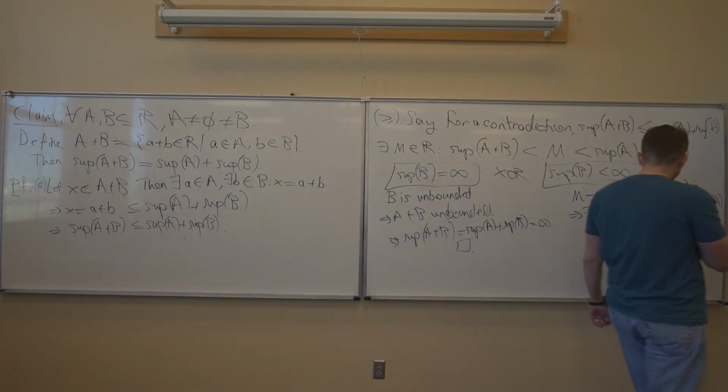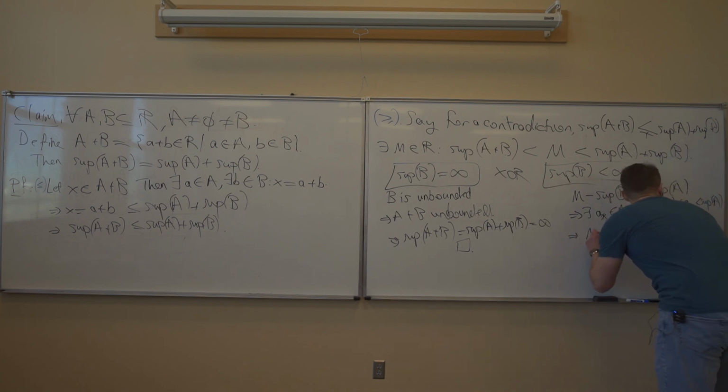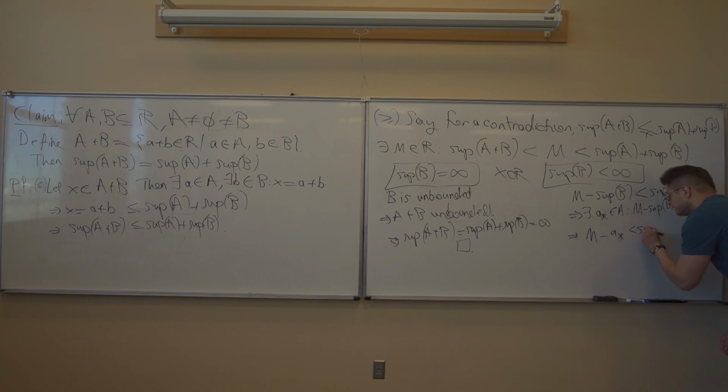Yeah, what I can do is the following. I can send this sup of b to this side, and a star to this side actually. M minus a star is like this. Okay, I just replaced this with this and this with that. Well, by the same reasoning, there is some b star that is strictly greater than this.